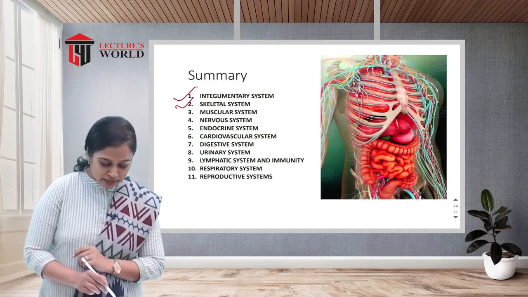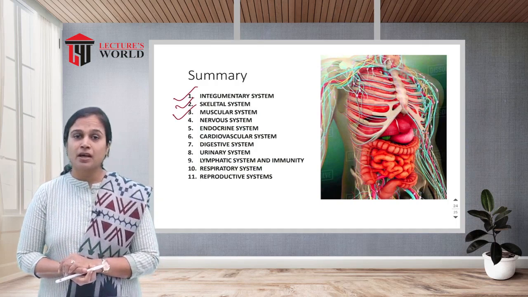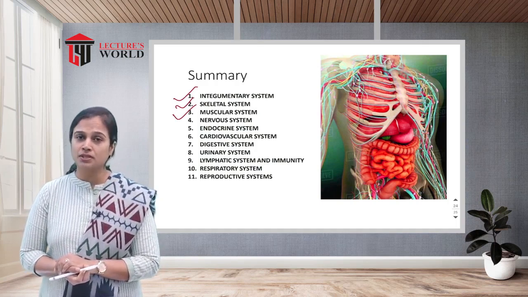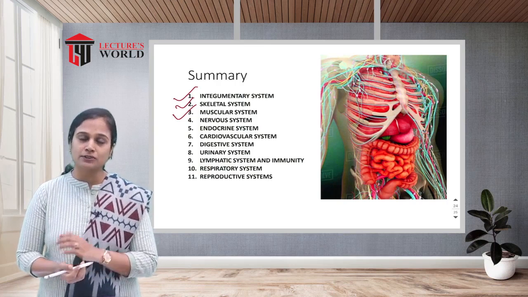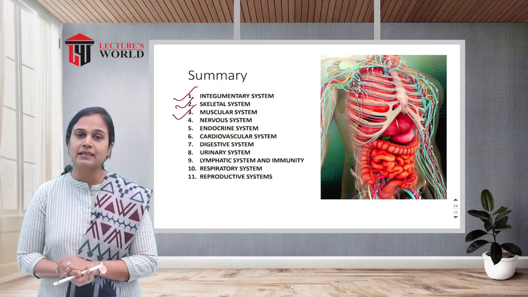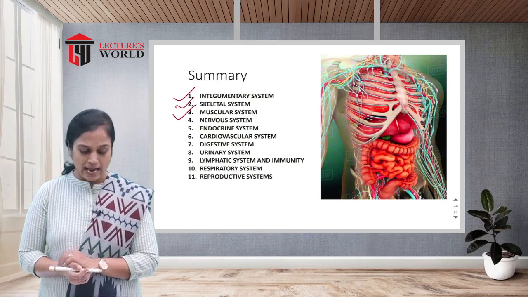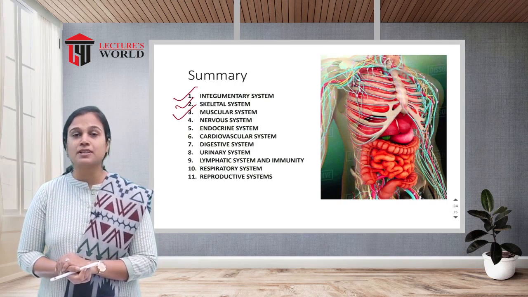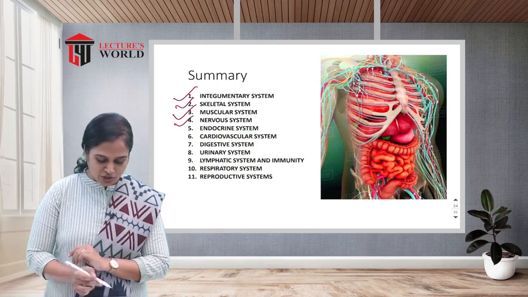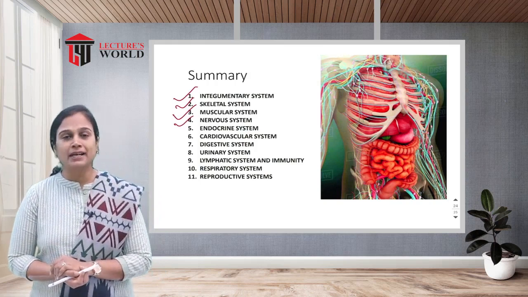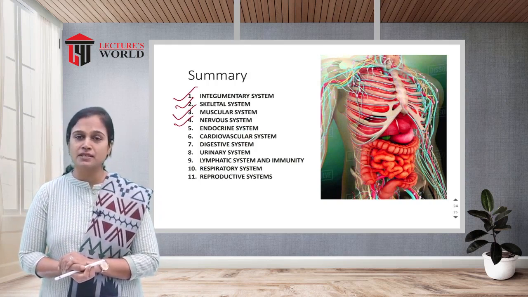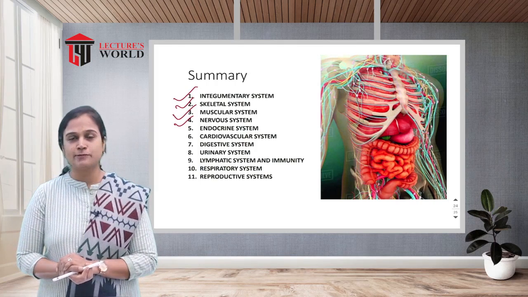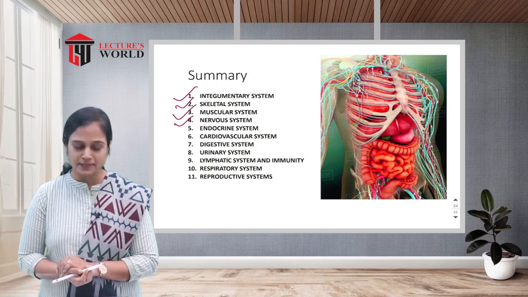Third is the muscular system. The muscles are very important for the movement of the body organs and body parts, like flexion and extension. The muscular system includes the skeletal muscles. Then talking about the nervous system, the brain, spinal cord and different nerves are included in the nervous system, and the nervous system is responsible for triggering the impulses.